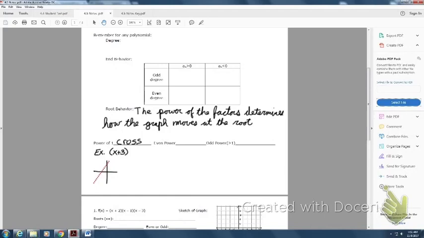If that factor has an even power, it is going to bounce. So if it is x plus 3 squared, let's keep with the same intercept. You have the same x-intercept, but now it's just going to bounce at negative 3 instead of cross.